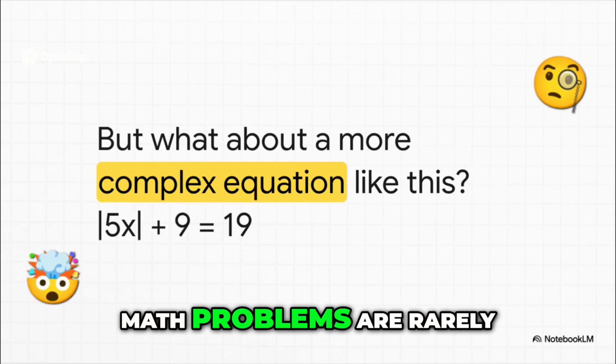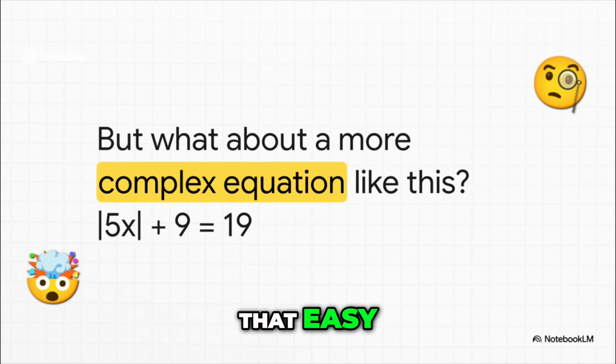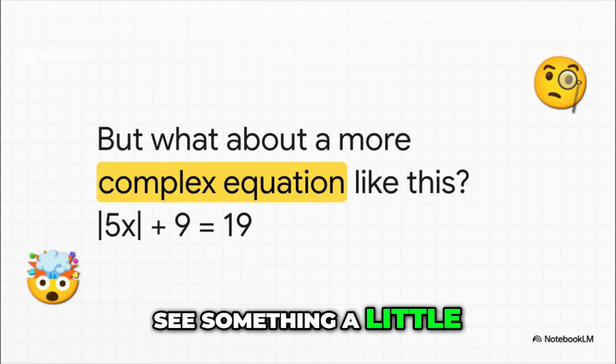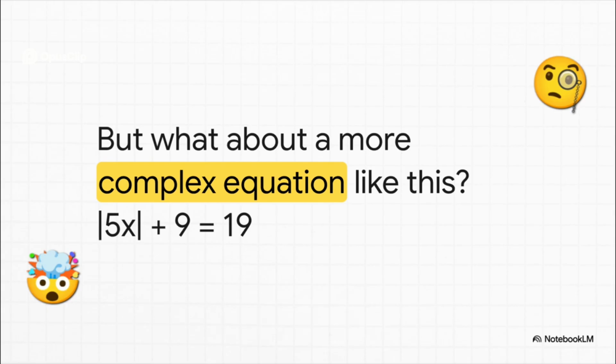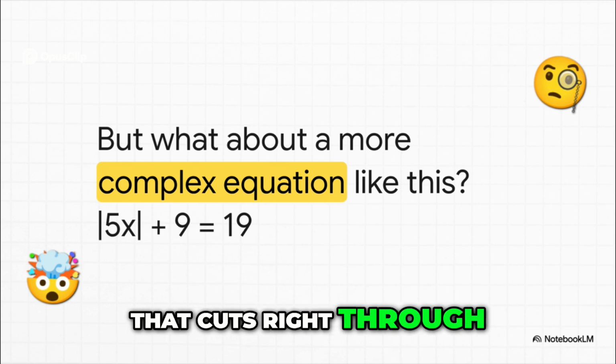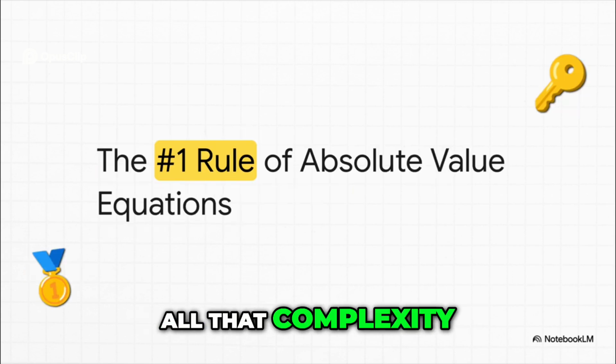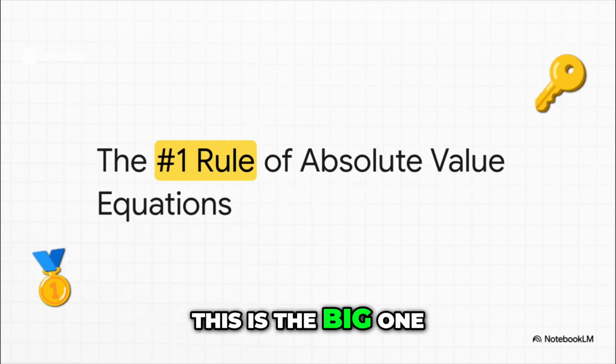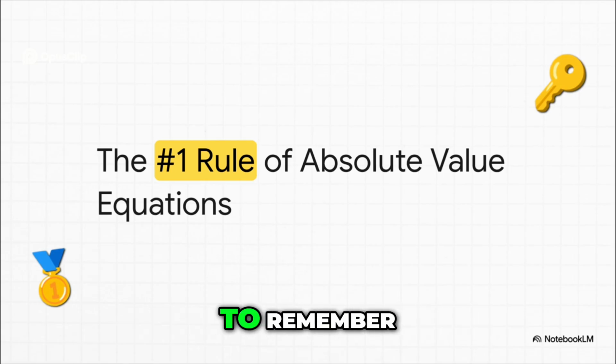But you know, math problems are rarely that easy. What happens when you see something a little more gnarly, like this one? It looks kind of messy, I get it. But there is one golden rule, just one, that cuts right through all that complexity. And this is it. This is the big one. The most important thing to remember.